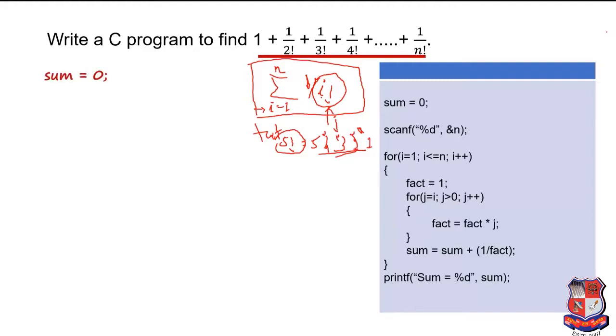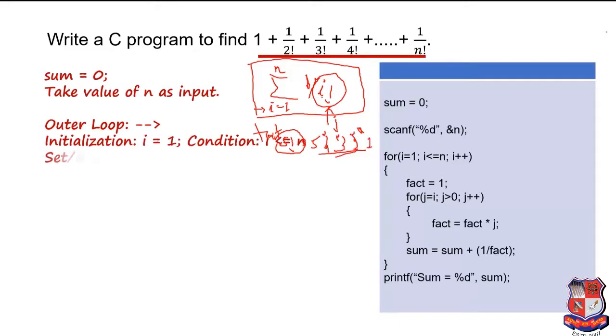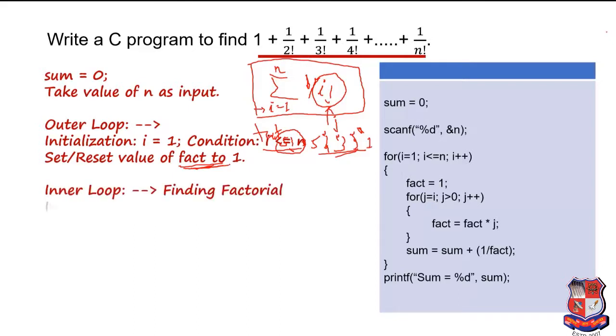For that we firstly have to take a variable, that variable is sum, and we have to initialize it with 0. Then we have to take input from the user, and that input is for the number of terms. Then the outer loop will start from 1 and go up to n, less than or equal to n. Then we have to set the value of the factorial variable, fact equals 1. Okay, keep one thing in mind, that we have to initialize this fact variable inside our outer loop and outside our inner loop. Now our inner loop is for finding the factorial.